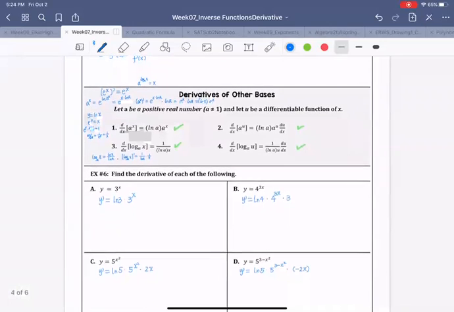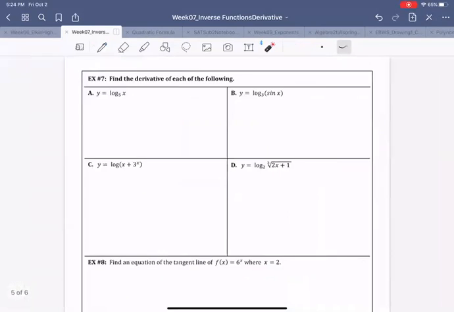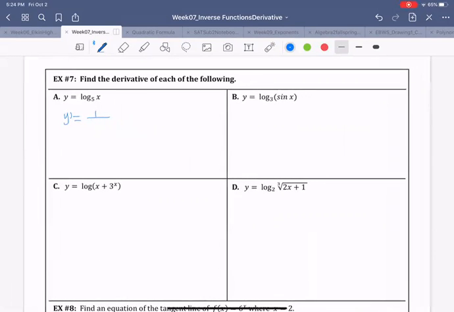Now we want to use that formula. Now y prime is 1 over ln 5 and then x. Listen, that's different. This guy is not equal to this guy. They are totally different. This is by itself. Now let's do B.